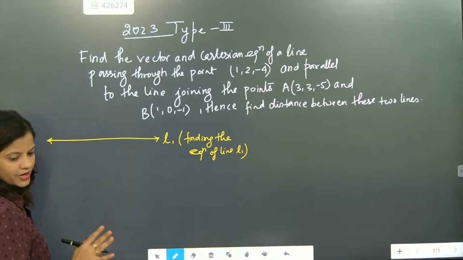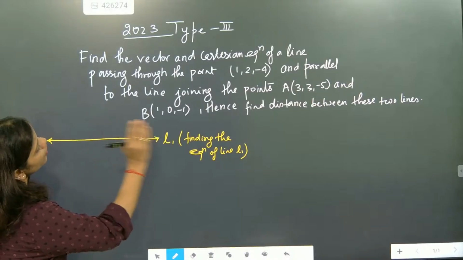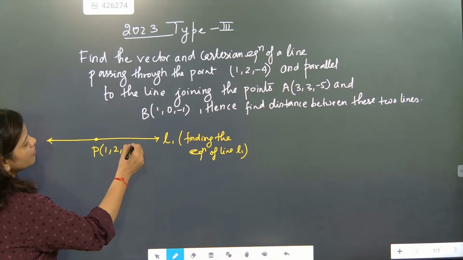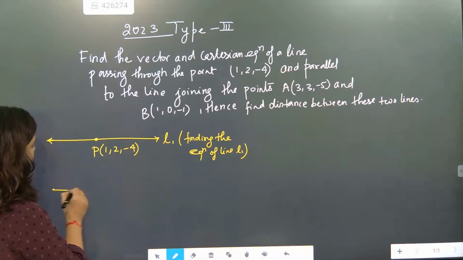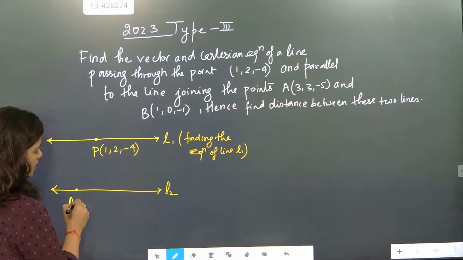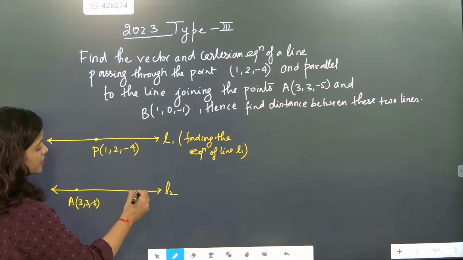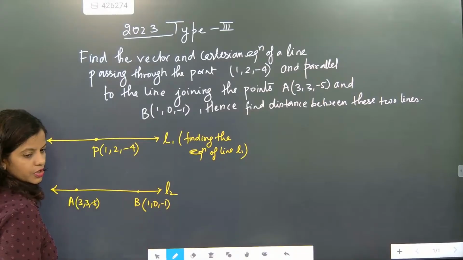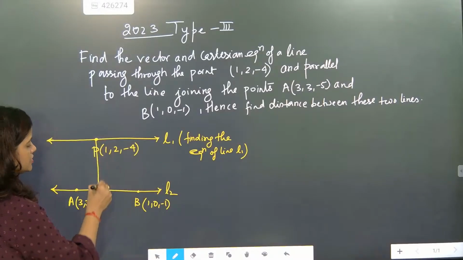In this line L1, everybody understood, beta? One point is given. So let us consider the point given on line L1 is 1 comma 2 comma minus 4. Now they are telling another line L2 is there, having 2 points. A point is considered as 3 comma 3 comma minus 5. B point is considered as 1 comma 0 comma minus 1. Now you need to find the perpendicular distance between these.